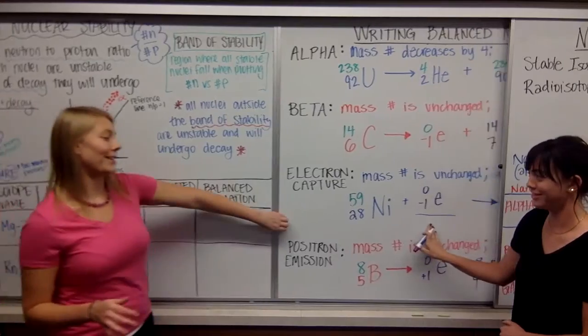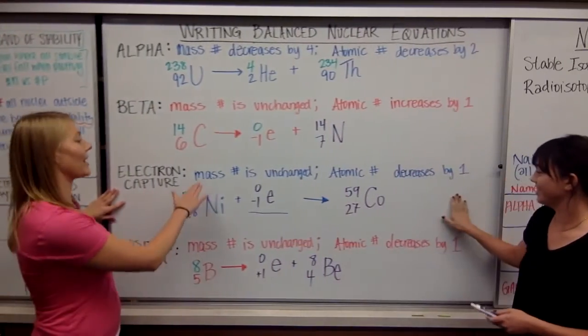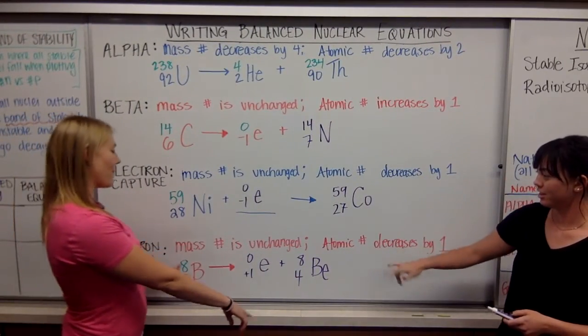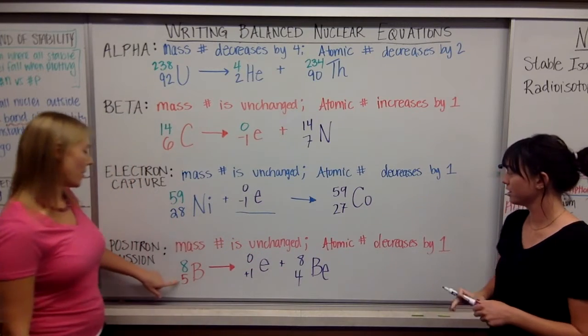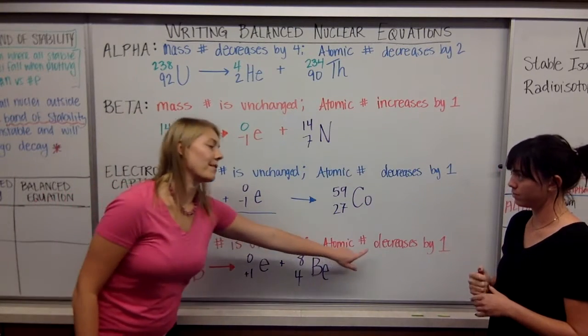That had the same trend again as the electron capture. So the mass numbers remained unchanged. Atomic number here went from 5 to 4, so it decreased by 1.